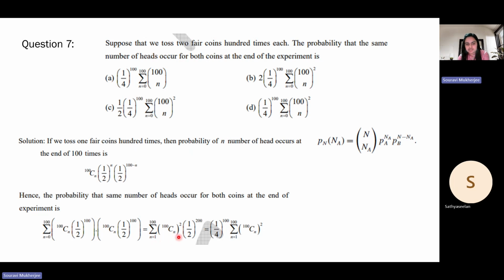So that means you can just club them together. So 100 Cn whole square into half to the power 200, right? Now this term you can take it out, okay, and do a summation from n equal to 1 to 100 of 100 Cn whole square. So that's your answer. So these questions are pretty straightforward, but it's quite useful to solve some of them, at least to get and remember the basic definitions of different fundamental distributions. Okay.